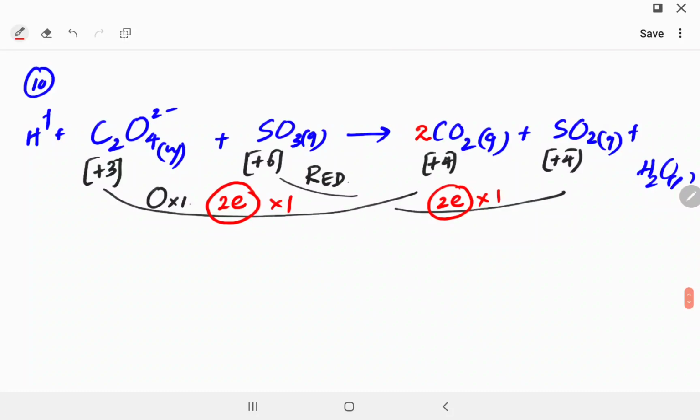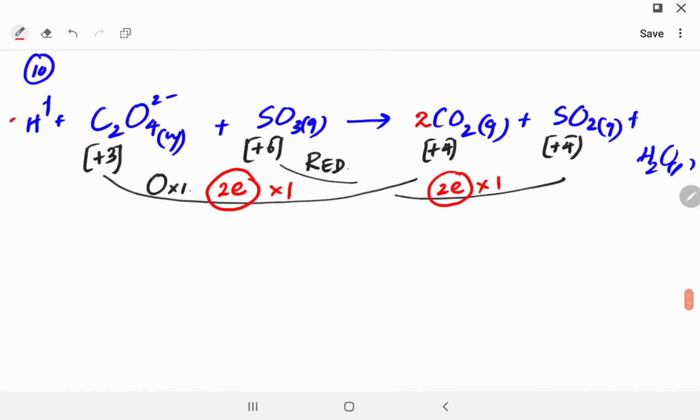Count the oxygens. You have 4 plus 3, that is 7. Okay, so 4 plus 2 plus 1, that is 7. So all you need is 2 H plus ions, 2 protons, and this is balanced. This reaction is balanced, guys, and the overall charge is 0 on both sides.